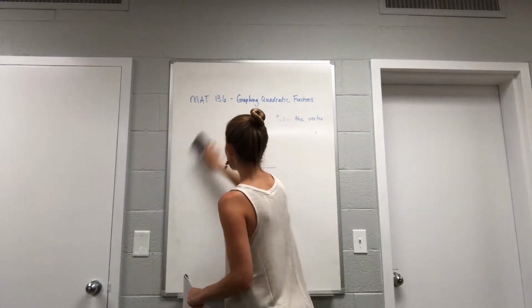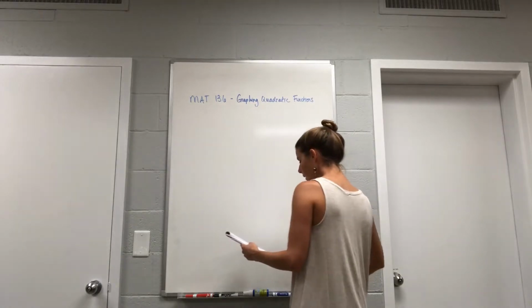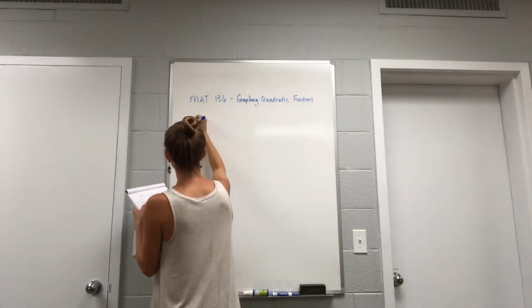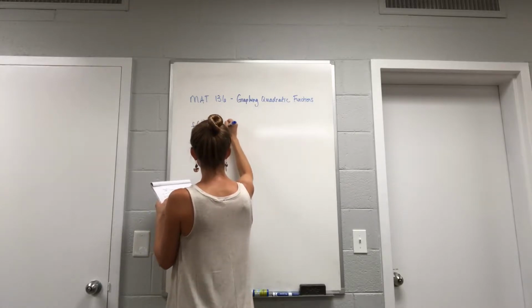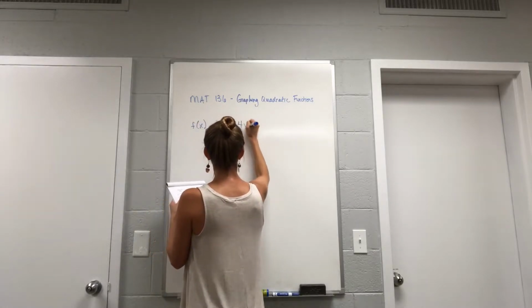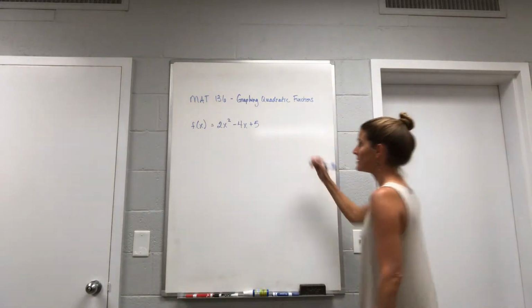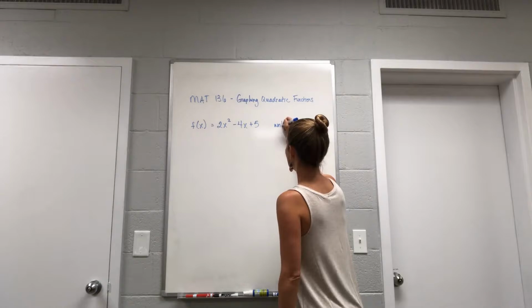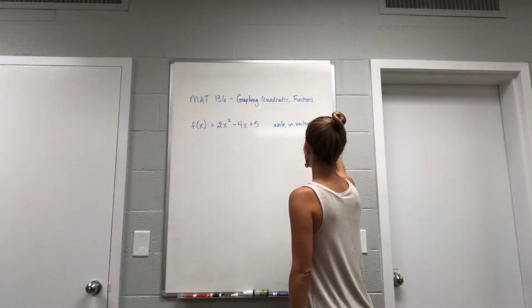So we're going to look at one that's a little bit harder, it's not in that form. So let's say that we have... You'll see some examples like this where it says take this and we want to write in vertex form and graph.